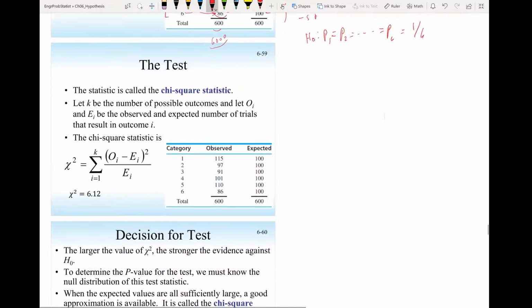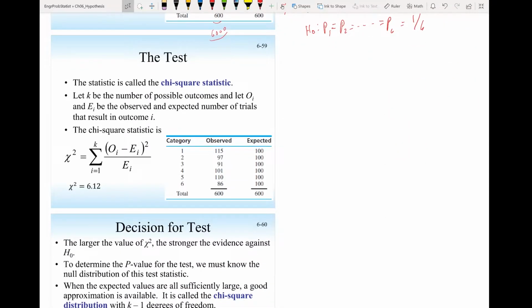So this will be here, and if I calculate chi-square with 5 degrees of freedom, it will be the observed value 115 minus 100 squared divided by the expected value 100, plus 97 minus 100 squared divided by the expected value 100, plus all the way to the last one, which is 86 minus 100 squared divided by 100. And if I calculate these, I will get 6.12.